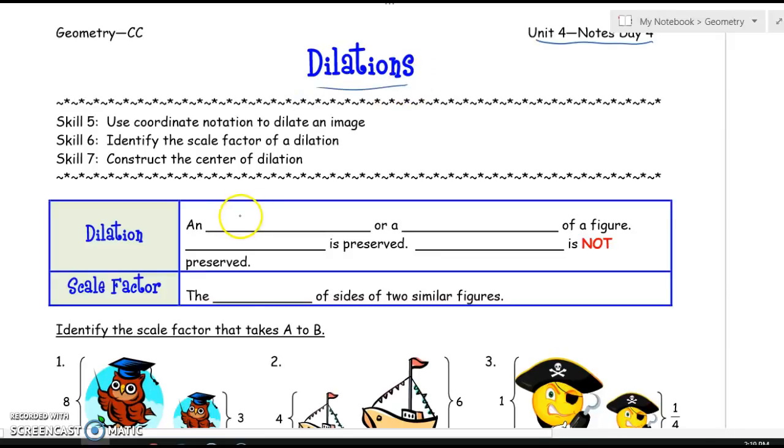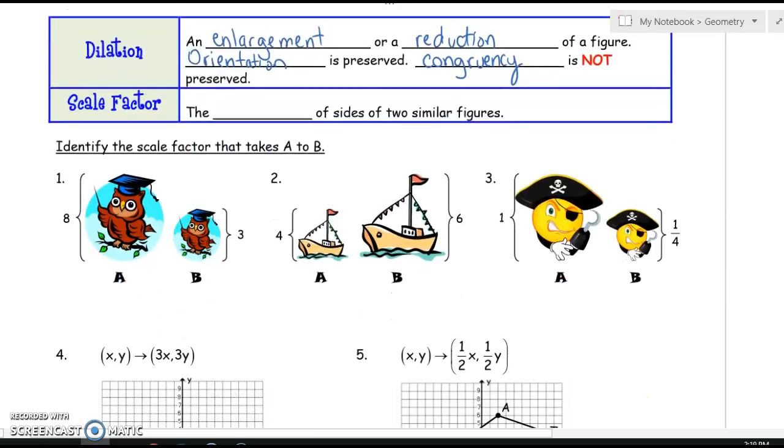Dilations. All right, a dilation is going to be an enlargement or a reduction of a figure. Okay, orientation, so the way that it's facing, is preserved. However, congruency is not. We're going to be making stuff bigger and smaller, so obviously it will not be the same size when we are done. Scale factor is going to be the ratio of sides of two similar figures. Okay, so similar figures just means they're the exact same thing, just one's a tinier version or one's a bigger version.